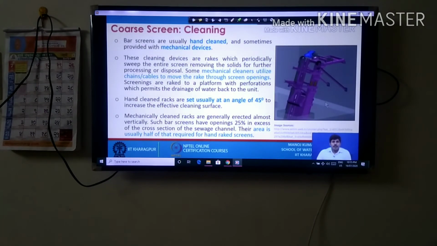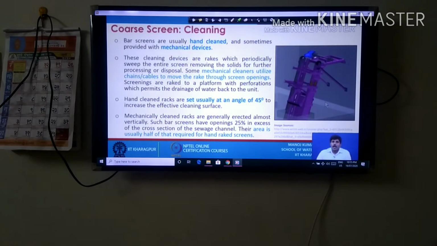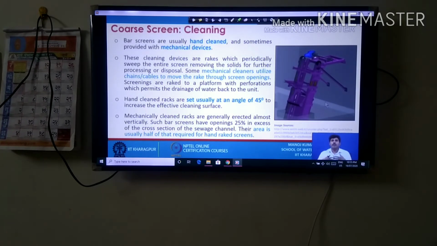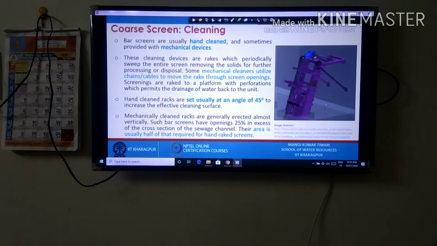Now, the cleaning process of screens is very essential because its efficiency will depend on the cleaning. Otherwise, if you do not clean and things get accumulated on the surface of the screens, it could get choked and it may actually prevent the flow itself.